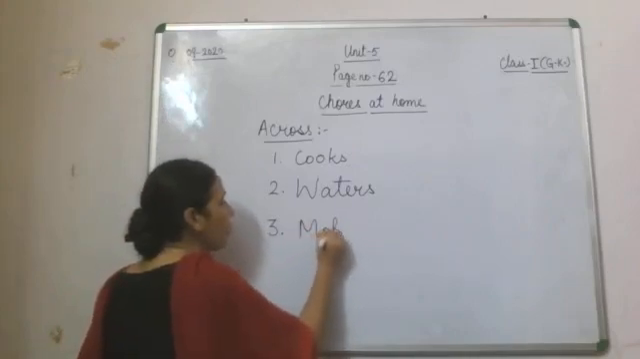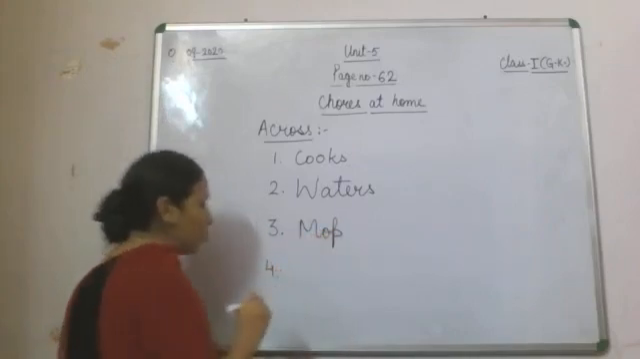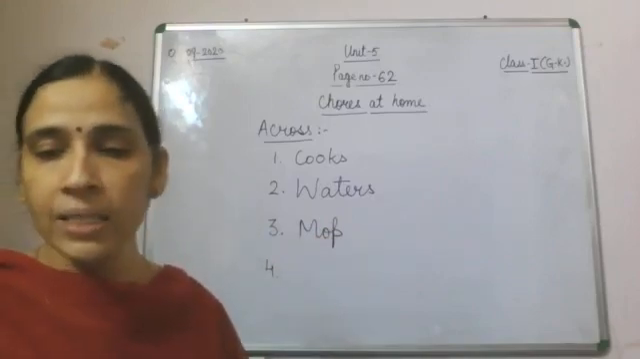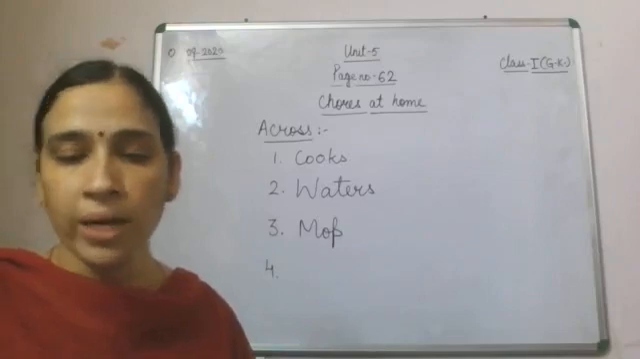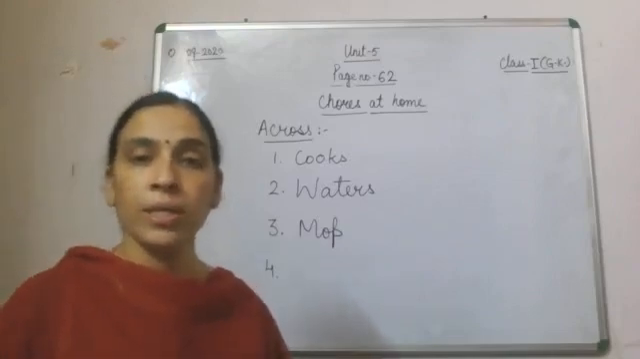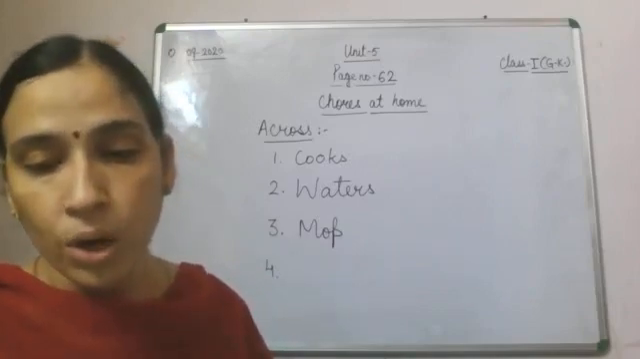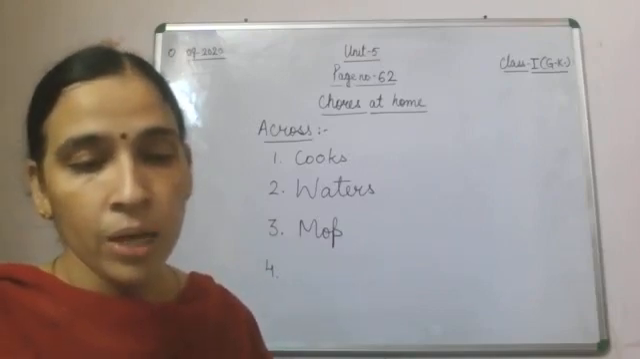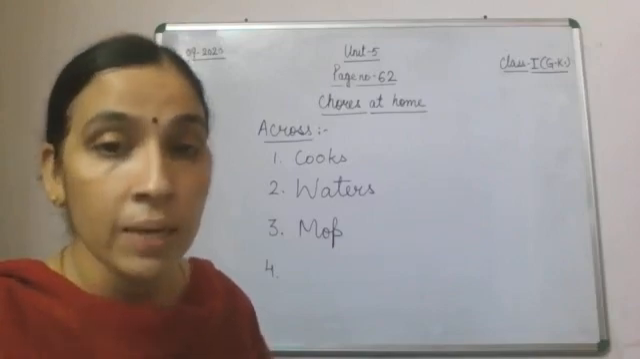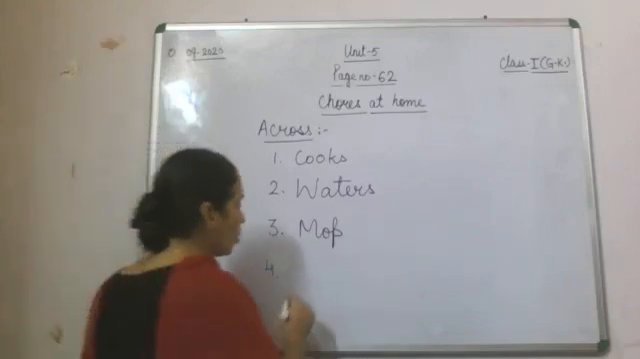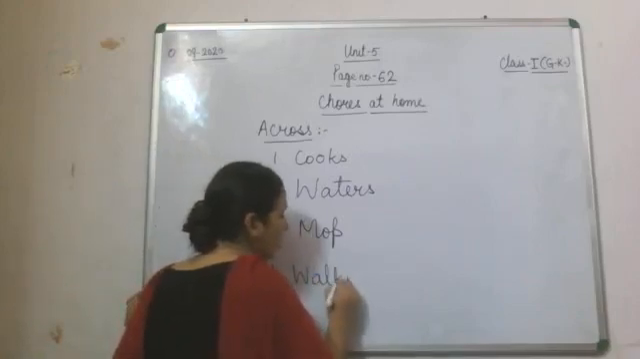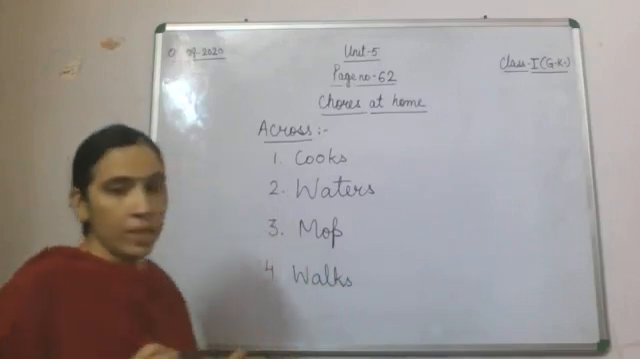Mop. Mop the floor to make it clean. Number 4 is what? Ron dash in the park with his dog every evening. Now what does he do in the park with his dog? So number 4 is what? Number 4, walks. Means every evening he goes with his dog for a walk. Walks in the park with his dog.